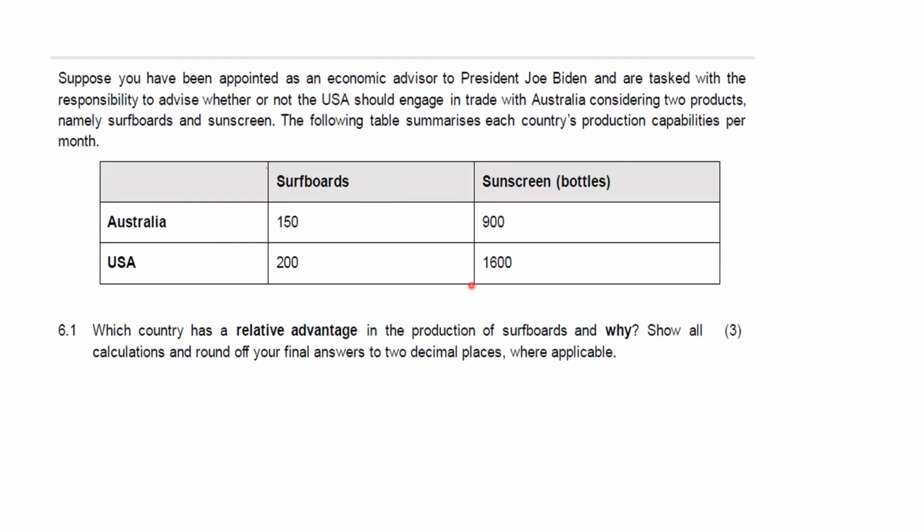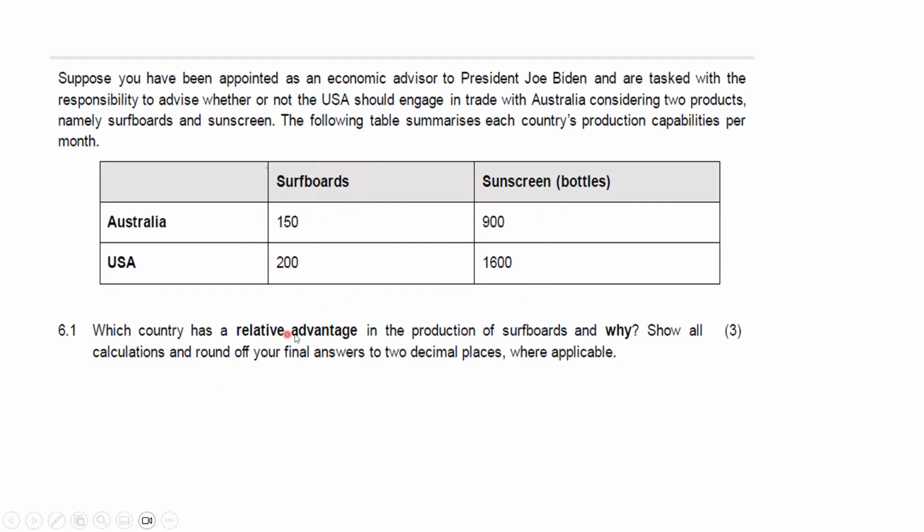So this is the question. They're saying that suppose you have been appointed as an economic advisor to President Joe Biden and are tasked with advising whether or not the USA should engage in trade with Australia, considering two products, namely surfboards and sunscreen. The table summarizes each country's production capabilities per month. Surfboards: Australia 150, USA 200. Sunscreen: Australia 900, USA 1,600.